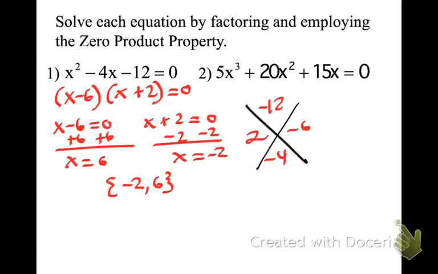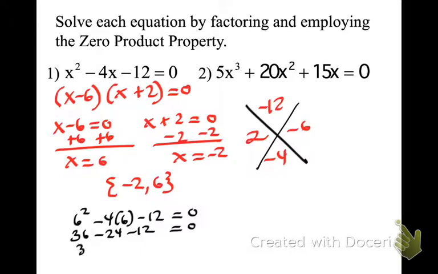Now, I can always check it. 6 squared minus 4 times 6 minus 12. Does that equal 0? 36 minus 24 minus 12 equals 0. 36 minus 36 equals 0. It works. Let's try the other one.